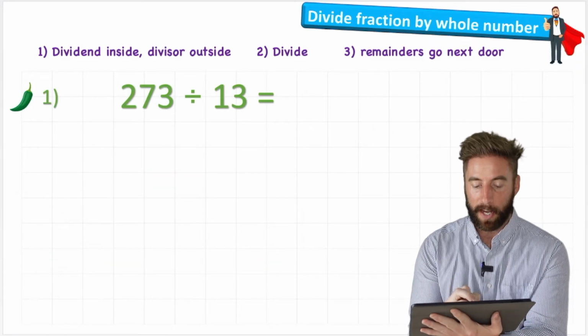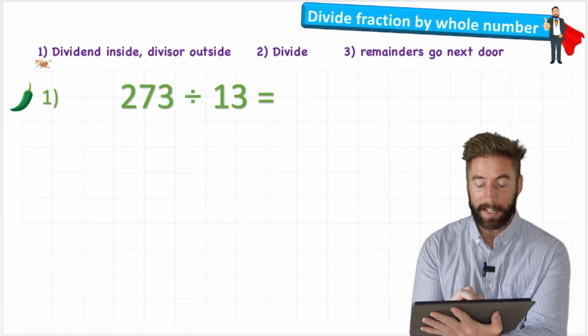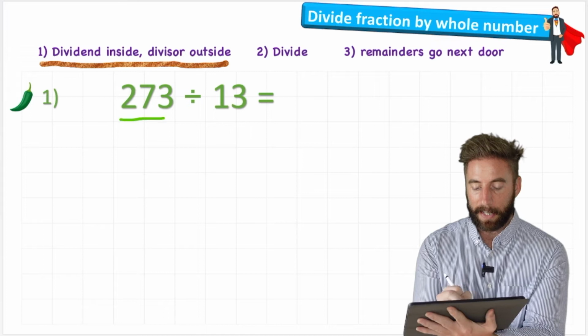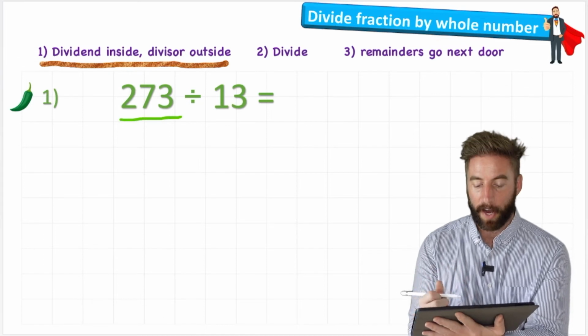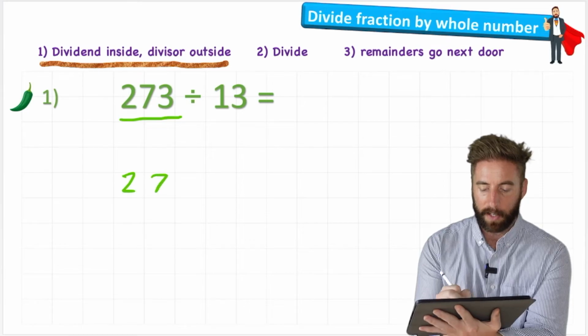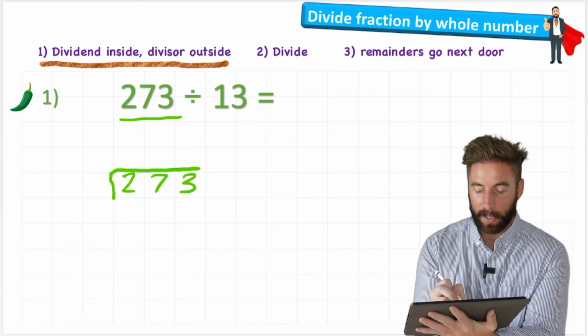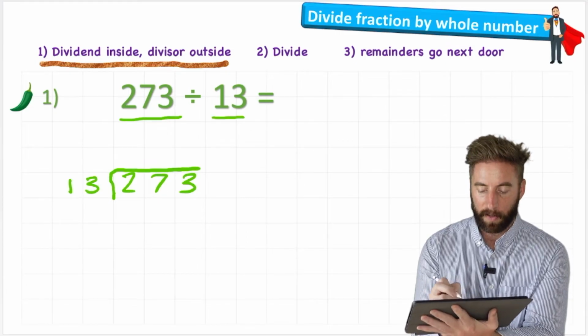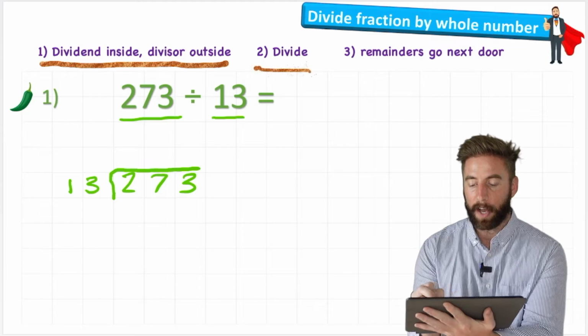So our steps say to put the dividend inside and the divisor outside. So our dividend is this number, the number that we're actually dividing. So we're going to have 273 inside our bus stop, and then our divisor, which is this number here, the 13, on the outside.